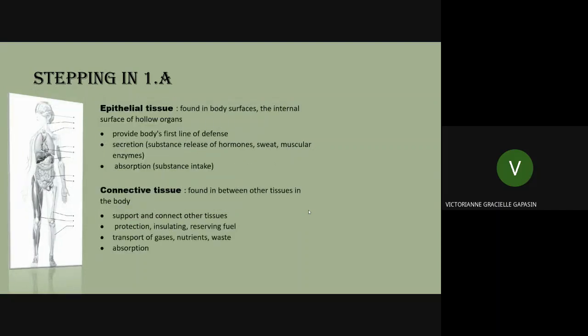Next slide, please. The third type of tissue is epithelial tissue. It is found in body surfaces, the internal surface, and hollow organs. Its function is that it provides the body's first line of defense. Second, secretion. Third, absorption. The next and last type of tissue is the connective tissue. It is found between other tissues in the body. It supports and connects other tissues, protection, insulating, reserving fuel, transport of gases, nutrients, waste, and absorption.